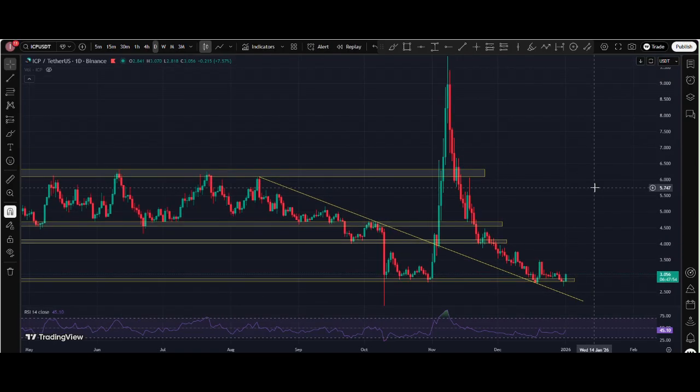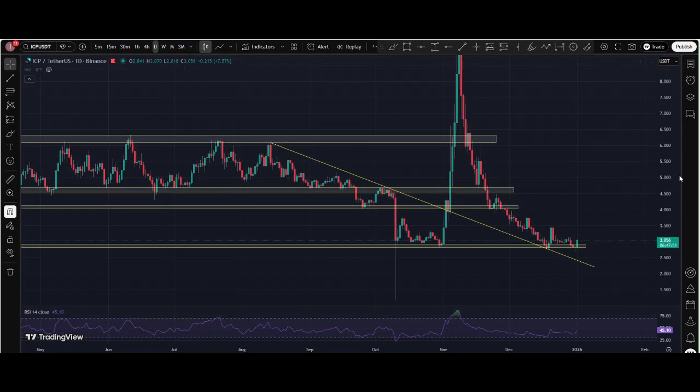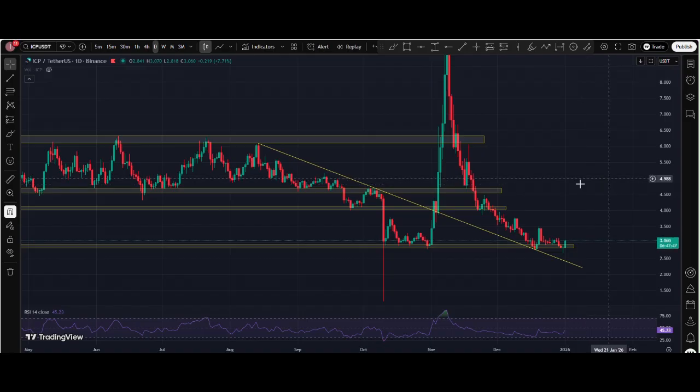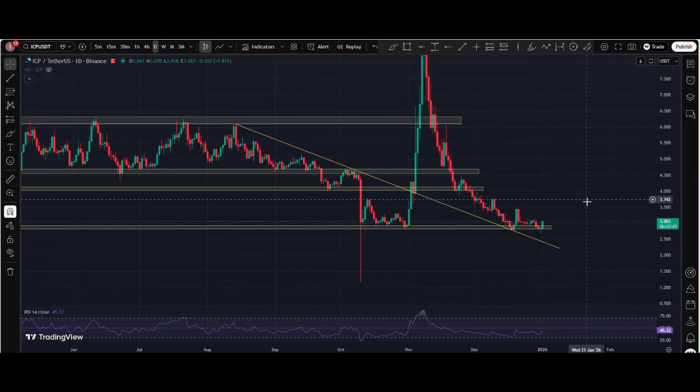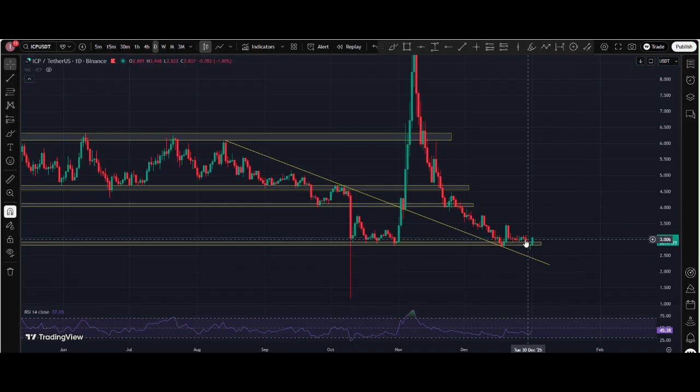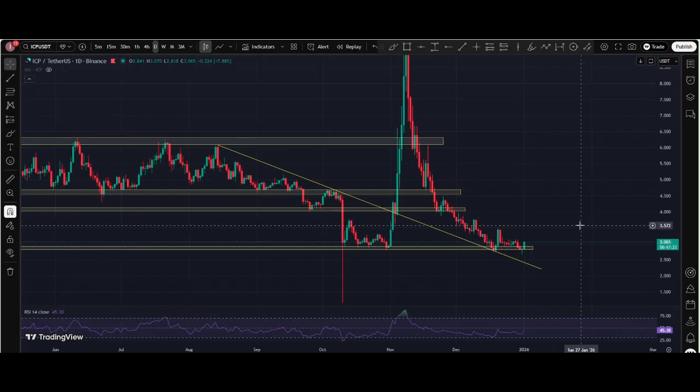Now we are in the ICP USDT chart, and you can see there is a strong support area, and not only a strong support area, there is a bullish RSI divergence. And if it creates a morning star candlestick pattern, we can consider the ICP long position.